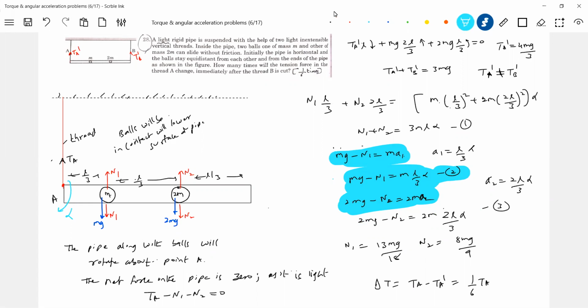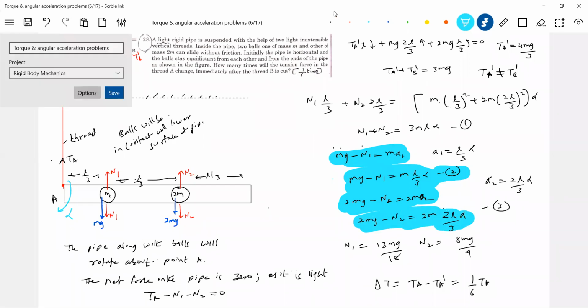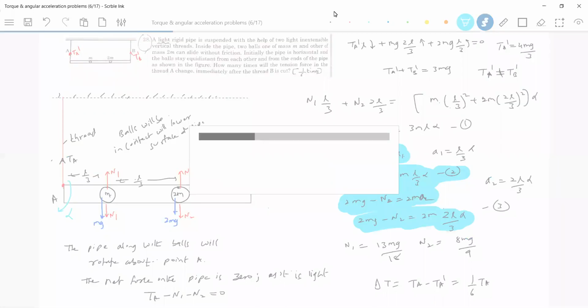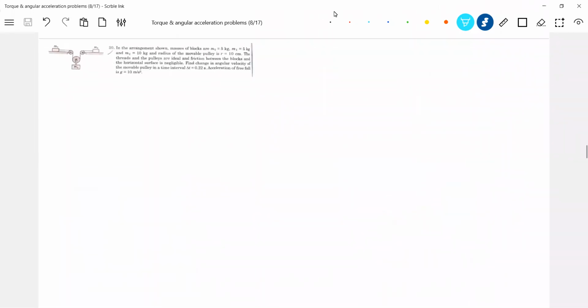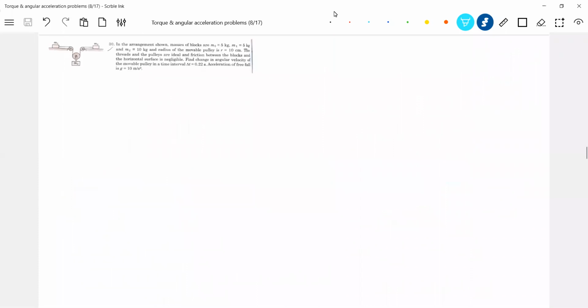Just testing your basic ideas, how you apply them in various situations. Okay, I'll go for the next one. Again, let's see how systematically you make observations here.